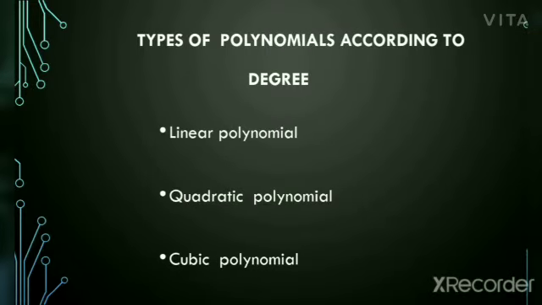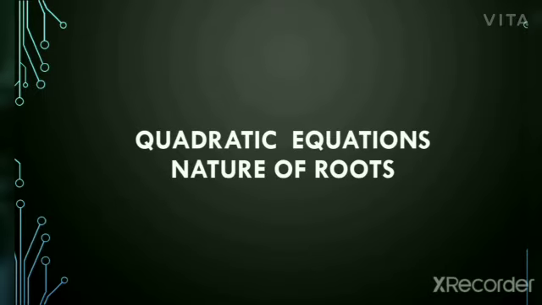What are the types of polynomials according to degree in your class? There are 3 types of polynomials according to the degree in this class. They are linear polynomial, quadratic polynomial and cubic polynomial. A quadratic polynomial is called a quadratic equation, and in this class we are learning about quadratic equations and nature of roots.